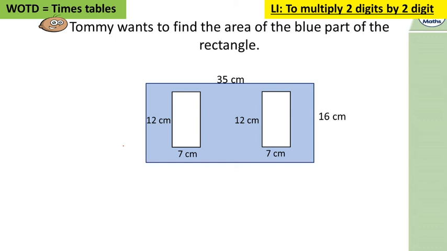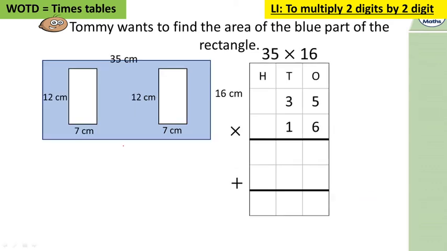To work out the area of this rectangle, just tell yourself what you think you need to do. Okay, so the first bit is we're going to have to do 35 times 16. So we're going to do our width times our height, one side multiplied by the other. First thing we need to do is 6 times 5, which is 30. Then we have 6 times 3 tens, which is 18 tens, plus 3 tens is 21 tens, or 180 plus 30 is 210.